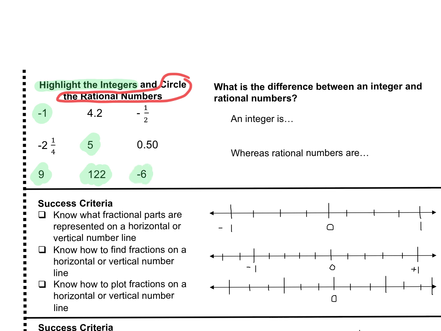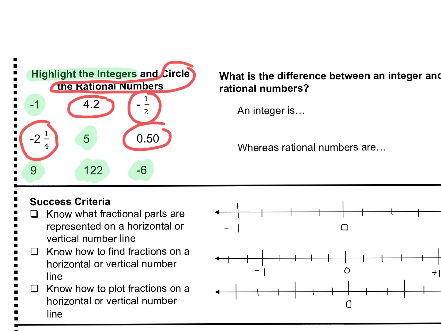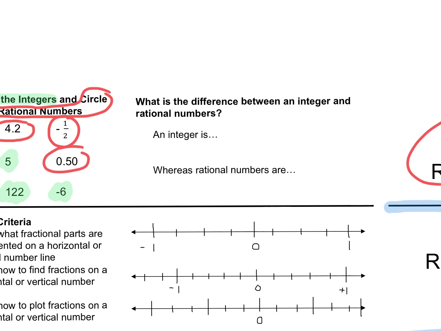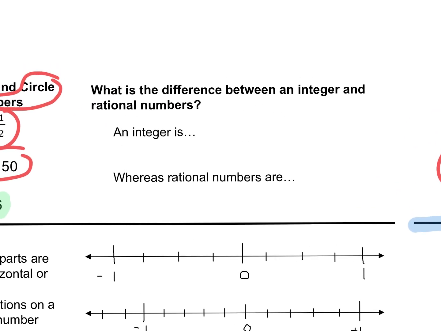Which means all the other numbers that we're seeing here are all rational numbers. So 4.2 is a rational number. -1/2 is a rational number. -2 1/4 is a rational number, and 0.50. So now that we know what our rational numbers are, let's go ahead and write some sentences. So the question is, what is the difference between an integer and rational numbers? Okay, so let's go ahead and answer that.